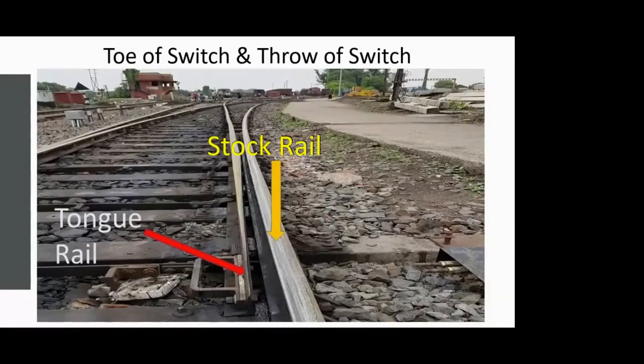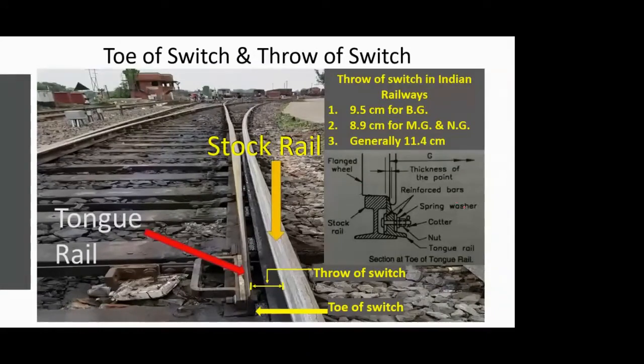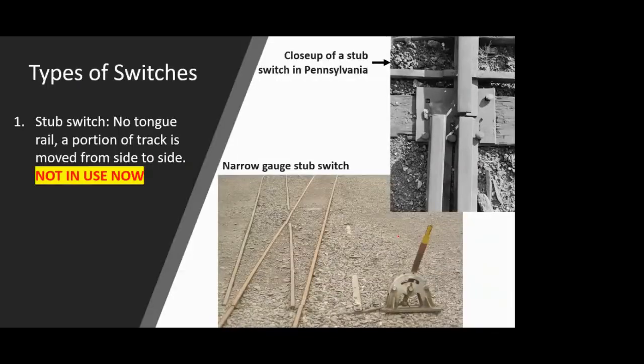At the toe section, the toe is the starting point from where the tongue rail starts, the tapering portion, and the gap between the tongue rail and the stock rail is the throw of switch. We saw different values adopted in Indian Railways for this throw of switch, and how the section looks at the toe portion. You have a stock rail which is a flat footed rail, but the tongue rail here is not flat footed, it's a sort of L section. So this was all about the previous lecture.